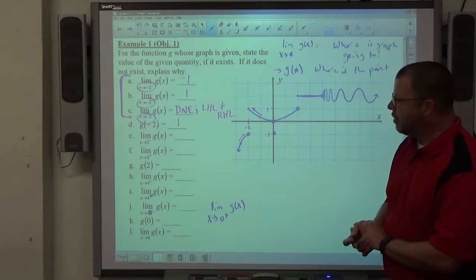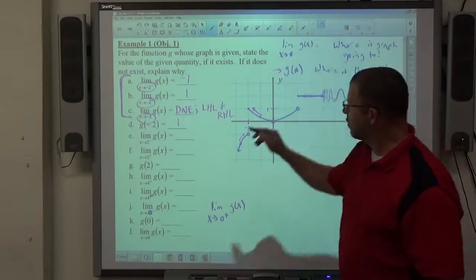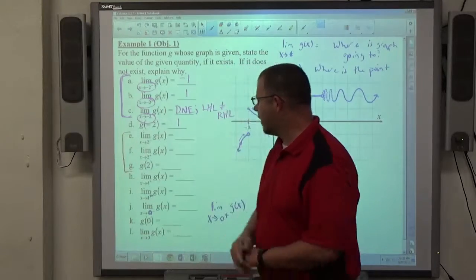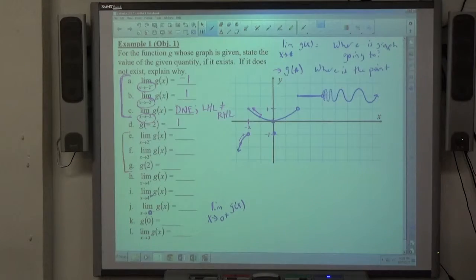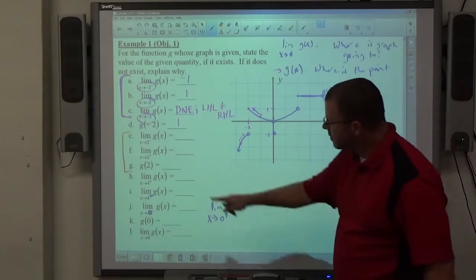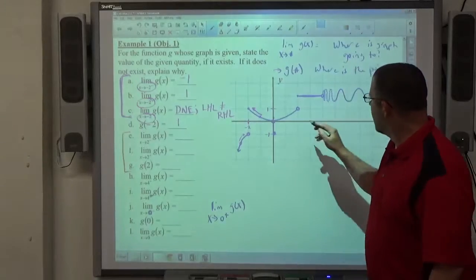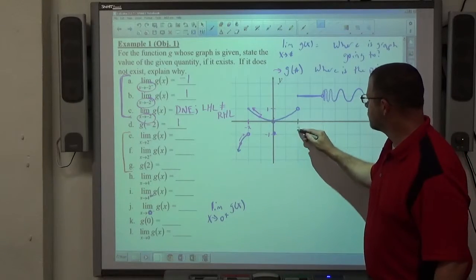Looking at E, F, and G, let's do that in a different color, let's go red. I suppose I should have that go all the way down to D. But anyway, E, F, and G there. Notice x approaches 2 from the left, 2 from the right, and g of 2. Okay, 1, 2, here's 2.